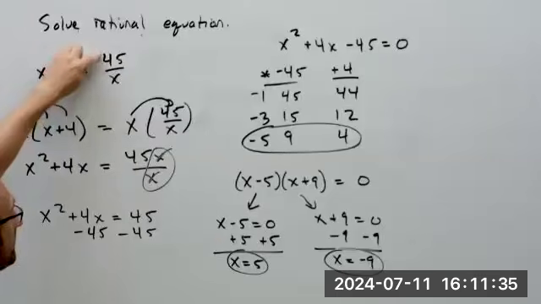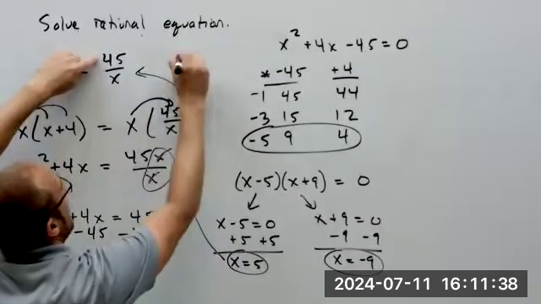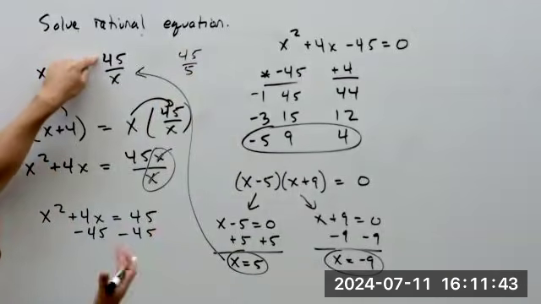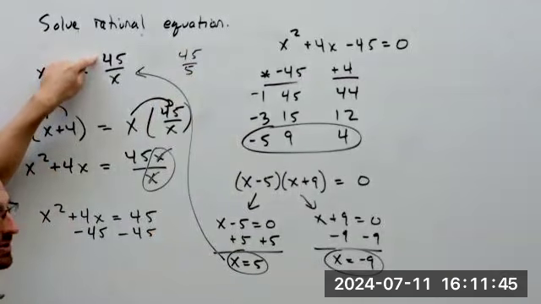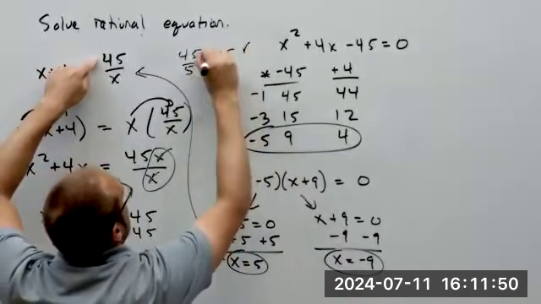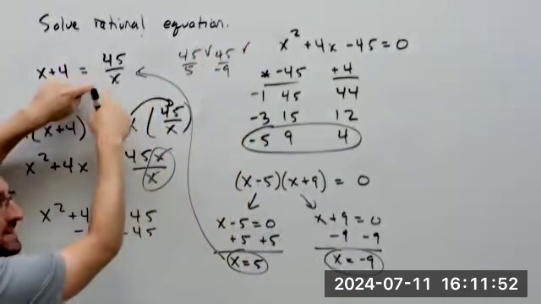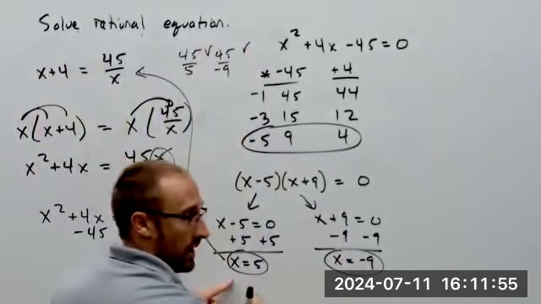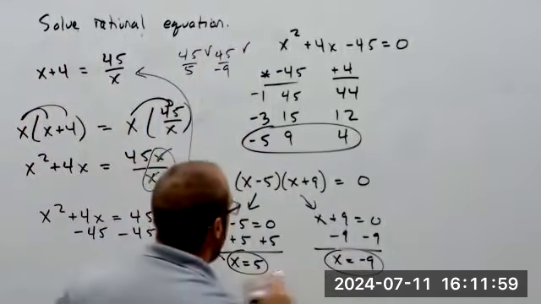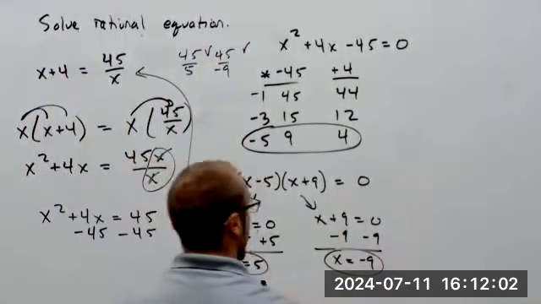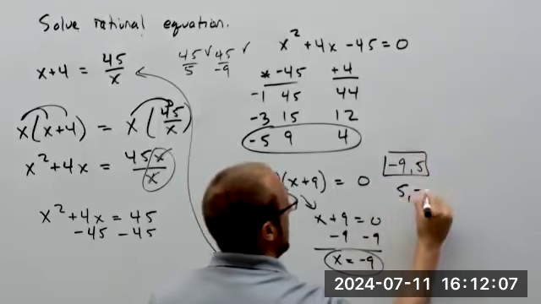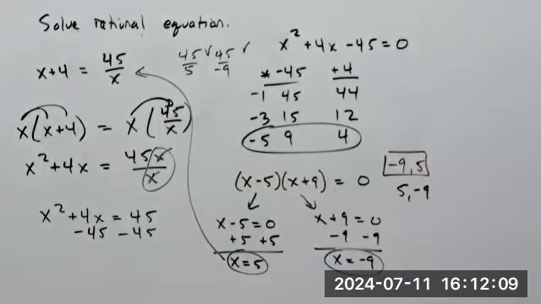If we plug in x equals 5, can we do 45 divided by 5? The answer is yes. The only number we can't divide by is 0. Can we do 45 divided by negative 9? Yes. If we got division by 0, then it wouldn't work. As long as we don't get division by 0, they do work. So in this case, both of these work. We end up with our answer as negative 9 comma 5. You can also write it as 5 comma negative 9. You'll be marked right either way.